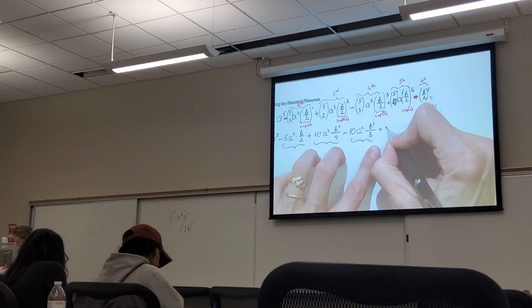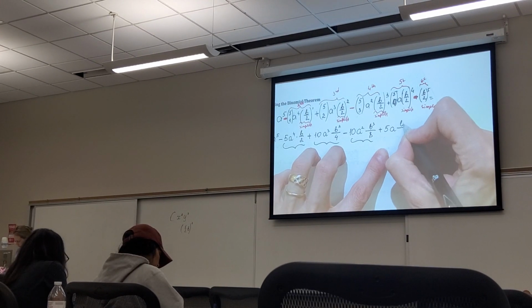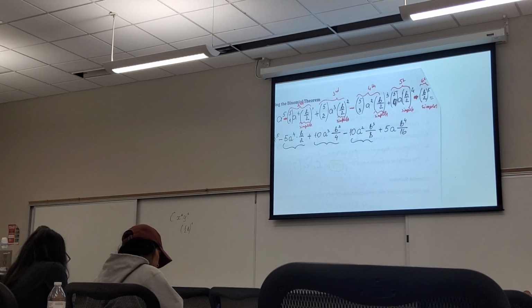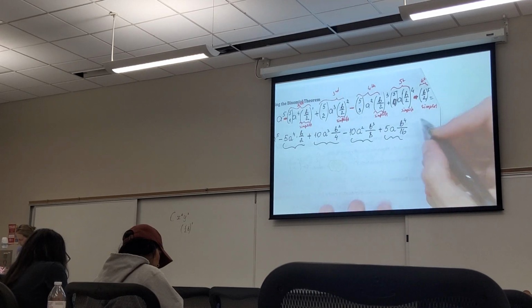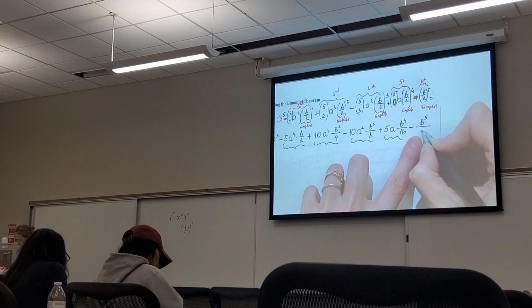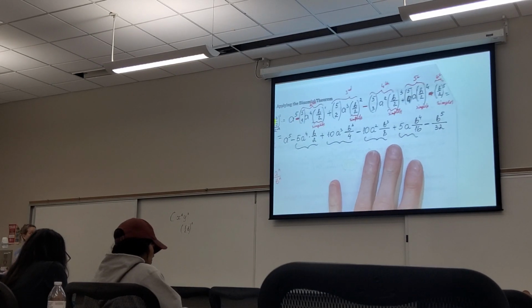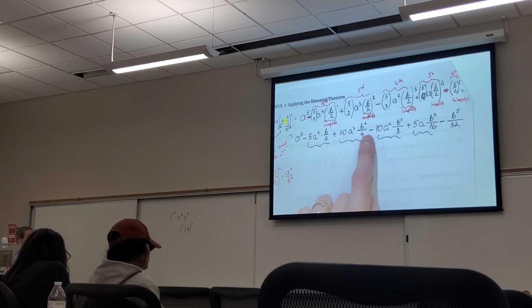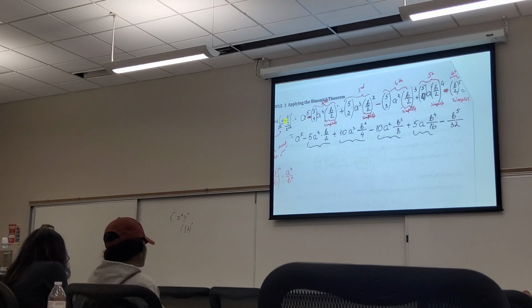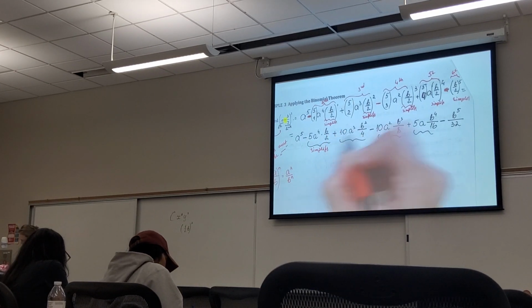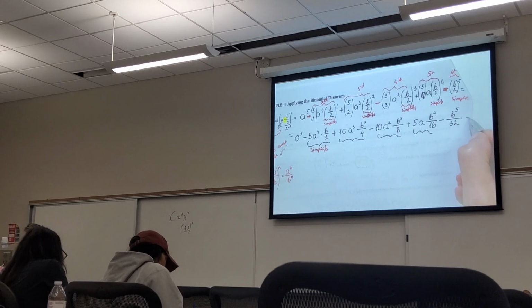Gives me 5, 8, b to the fourth, 2 to the fourth gives me 16, correct? Minus b to the fifth over 32. Now double check again that every even term is negative. Second, fourth, sixth. Now I'm going to simplify everything. Yes? Now everything needs to be simplified again. Every term.